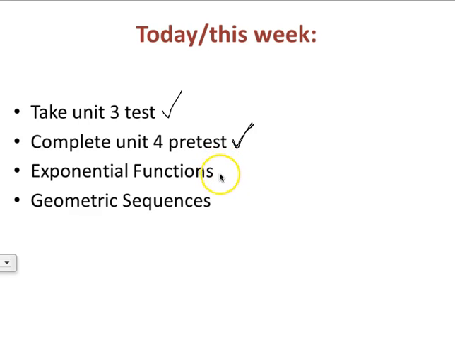So Unit 4, we're going to start with looking at exponential functions as well as geometric sequences. So remember in Unit 3, we looked at arithmetic sequences where we increase the same amount by adding or subtracting to the previous number. So it's a pattern that we're adding or subtracting the same amount to each term. Geometric sequences are a little bit different than arithmetic sequences. And you're going to learn about what makes a sequence a geometric sequence this week.